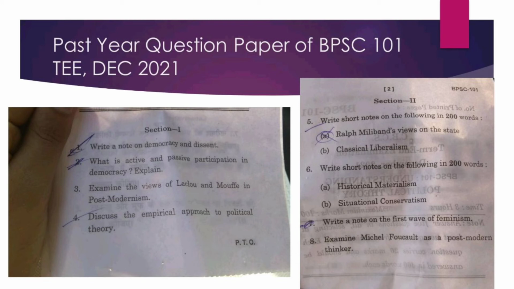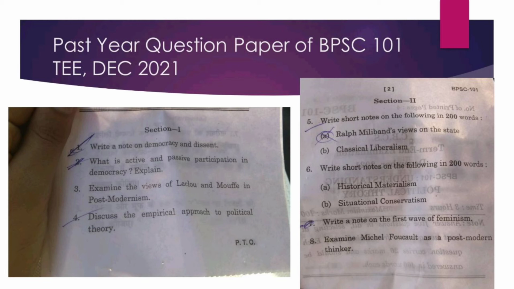Sixth question is write short notes on the following in 200 words each: A. Historical materialism. B. Situational conservatism. So seventh question is write a note on the first wave of feminism. And the last question is examine Michel Foucault as a postmodern thinker. And in the exam, there are a total of 8 questions, you have to attempt only 5 questions, in 500 words each. And the time period given is 3 hours.